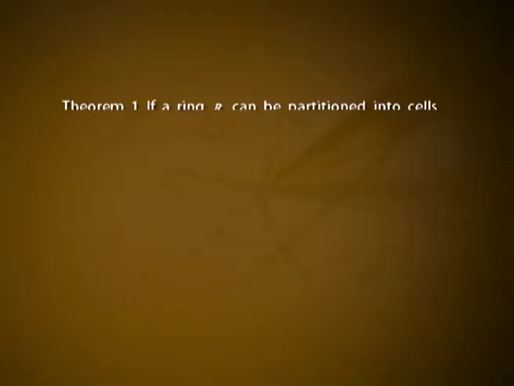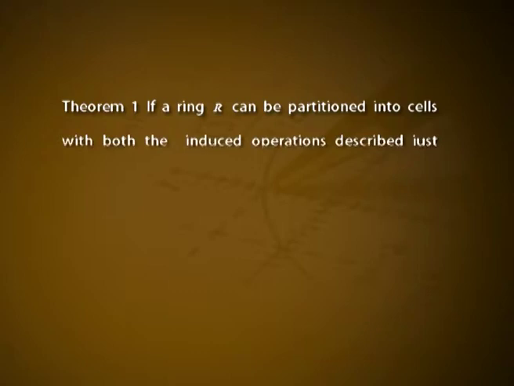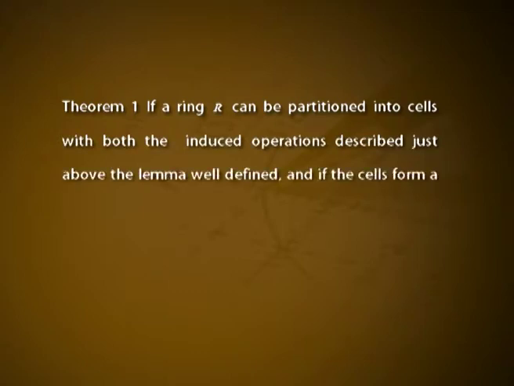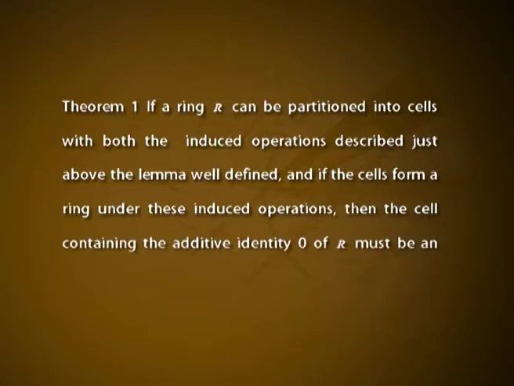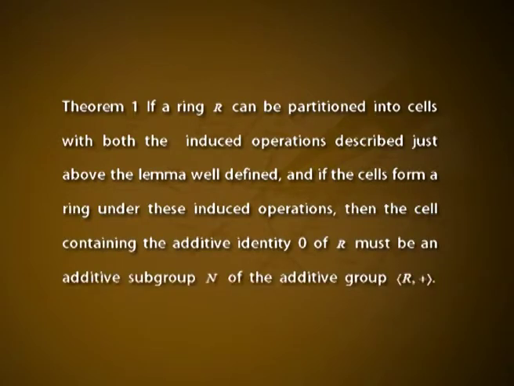Lemma 1. If a group G can be partitioned into cells with the induced operation well defined, and if the cells form a group under this induced operation, then the cell containing the identity e of G must be a subgroup of G. Theorem 1. If a ring R can be partitioned into cells with both the induced operations described just above well defined, and if the cells form a ring under these induced operations, then the cell containing the additive identity 0 of R must be an additive subgroup N of the additive group R under addition.